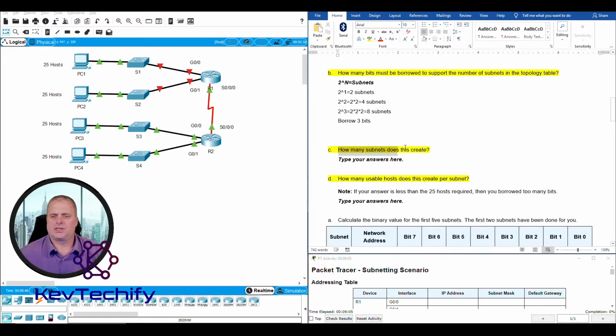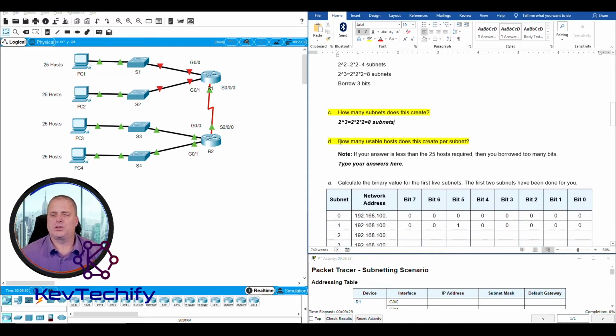How many subnets does this create? If we borrow 3 bits, how many does that create? Once again, that formula was 2 to the number of bits borrowed, so 2 to the third power equals the number of subnets. That was 2 times 2 times 2. That gives us 2 times 2 is 4 times 2 is 8. That gives us 8 subnets.